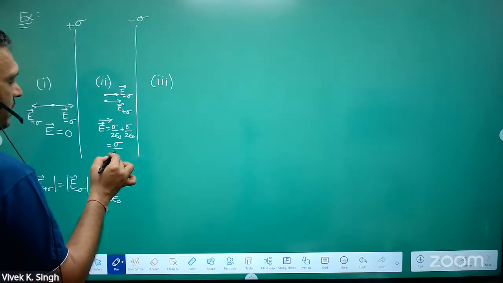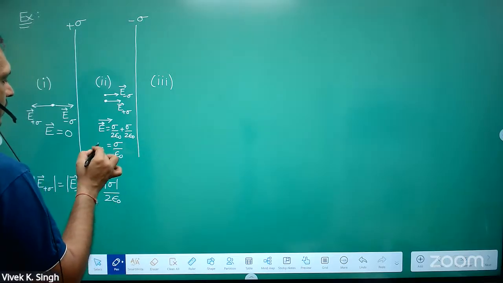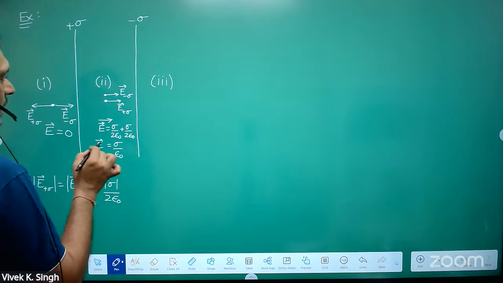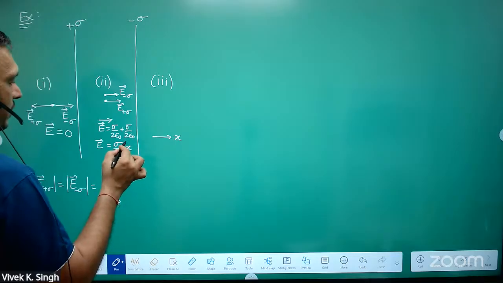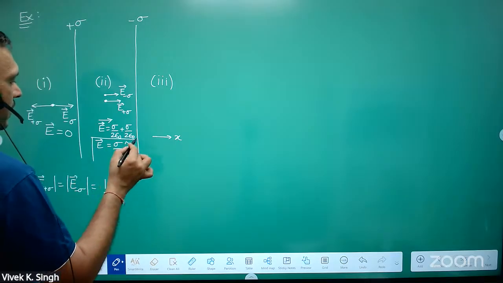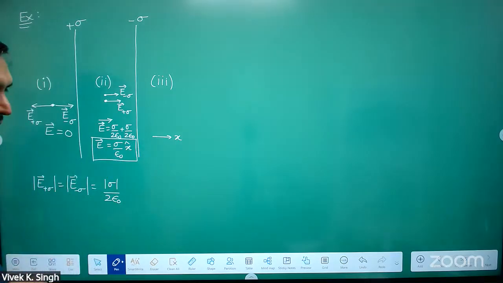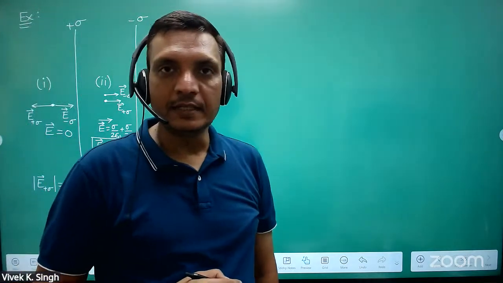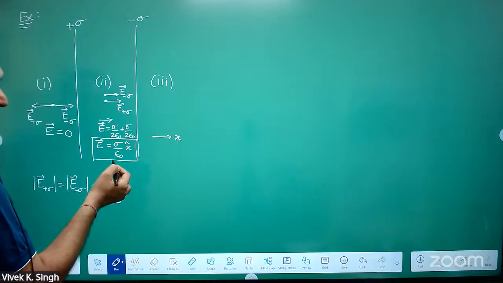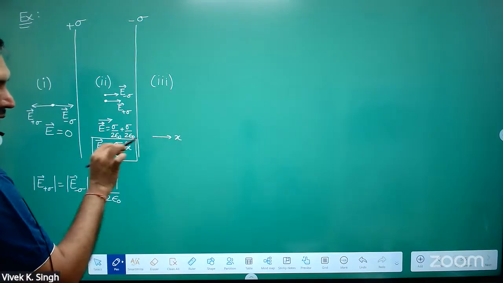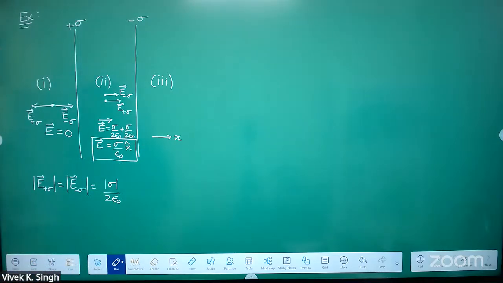So this will be sigma by epsilon naught. And the direction is, let's say if this direction is x, so this is the x cap direction. Okay? So in between the plates, the electric field will be sigma by epsilon naught. Direction will be in the x direction, away from plus sigma towards minus sigma. Okay?